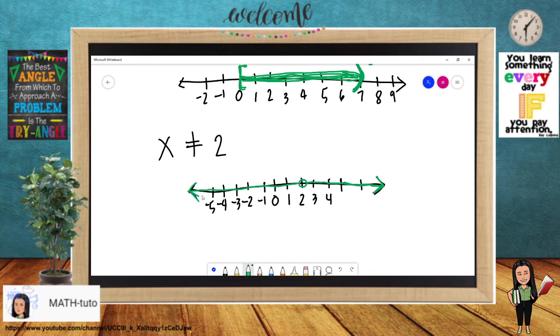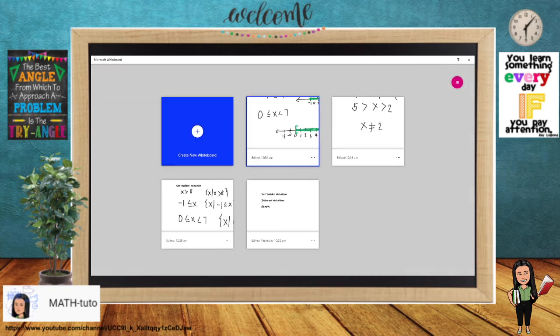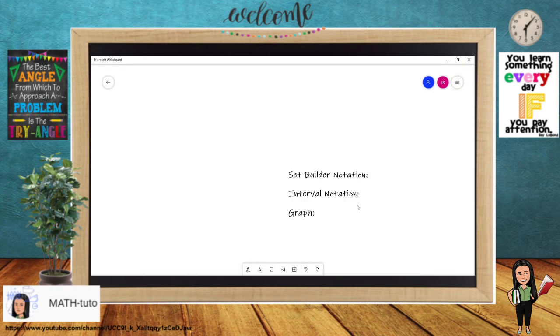Yan yung ibig sabihin ng not equal kasi lahat ng real numbers ay kasama, ang hindi lang talaga kasama ay yung 2. Okay? So, let's have some more examples ng pag-drawing. Tapos, pagsamahin na natin yung set builder, interval notation, at saka graph para makita nyo yung comparison talaga ng tatlo.